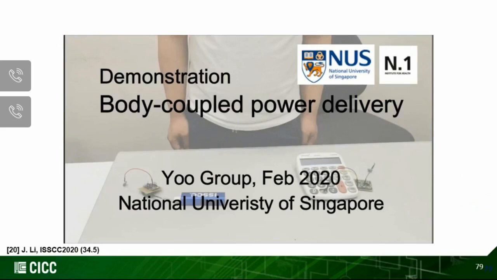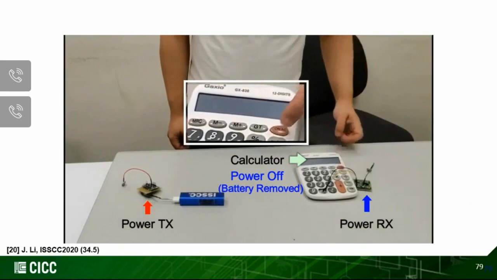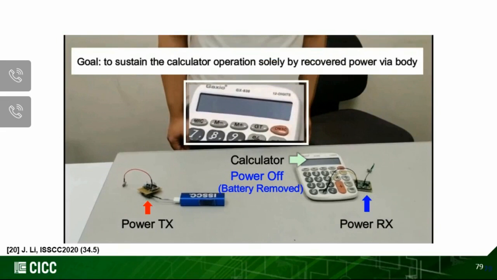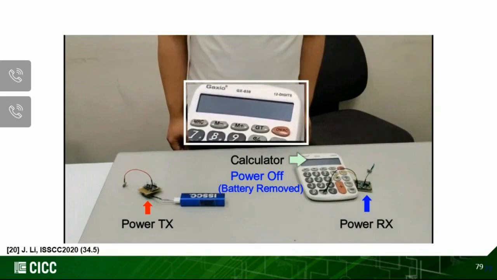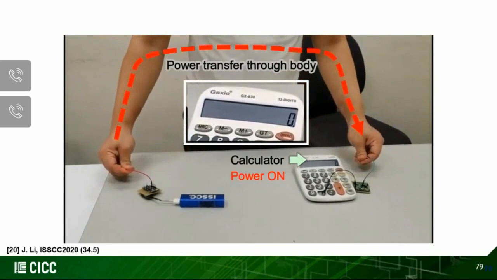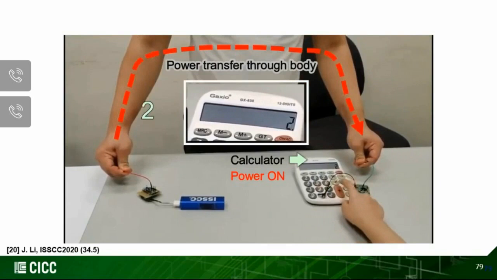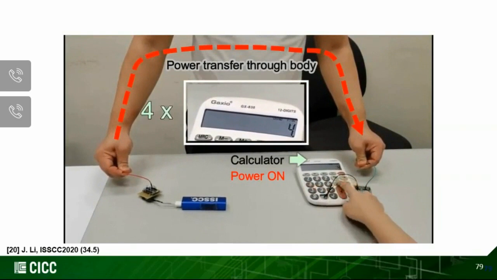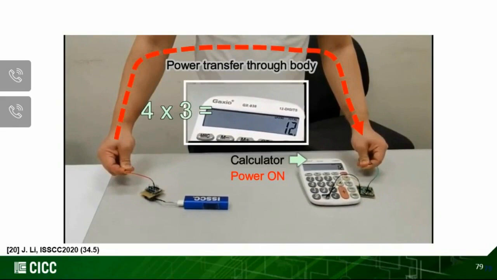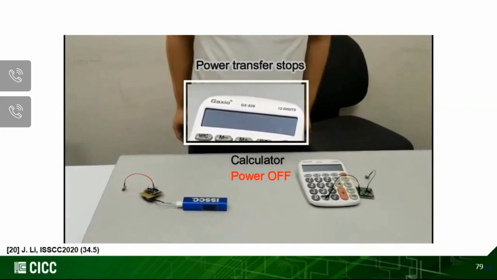Let's look at this example video as a demonstration. We are trying to transmit power from one location, and this subject is going to grab the power transmitter. Then the calculator, which is powered off with its battery removed, will be powered up. As you can see, the calculator is now powered up, and we are transmitting power through the human body. You can see that the calculator is working properly. As soon as you detach your hand, the power is removed and the calculator goes off. So this shows that power delivery is also possible using human body coupling.